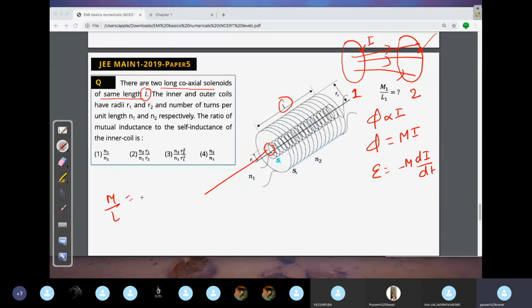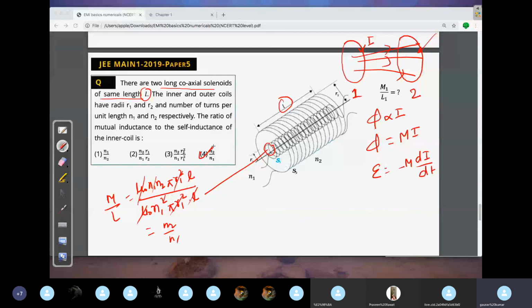यार self inductance अभी पढ़ा आप लोगों ने. क्या होता है? Mu naught, let's say vacuum is there. Mu naught times n1 square into pi R1 square into length. This is the formula. And here mu naught times n1 into n2 into the inner area only. You know, you study the formula. What will happen? Everything will get cancelled. You will get only n2 by n1. It's that easy. Question is over.